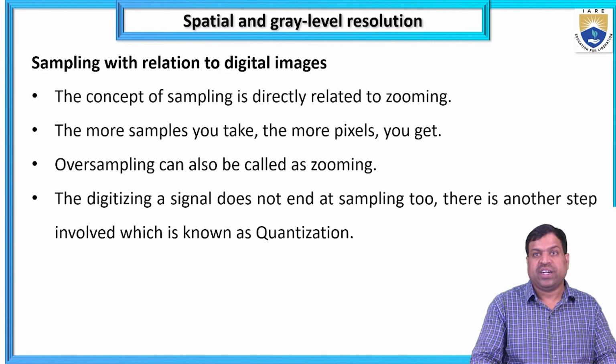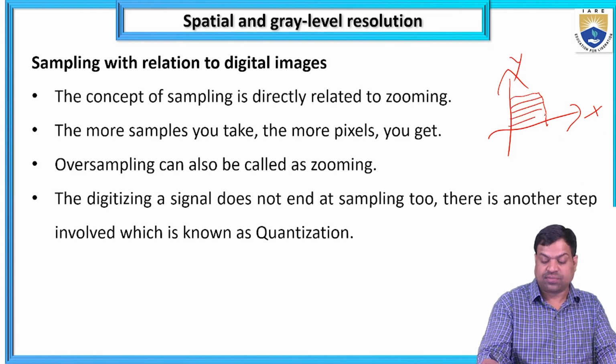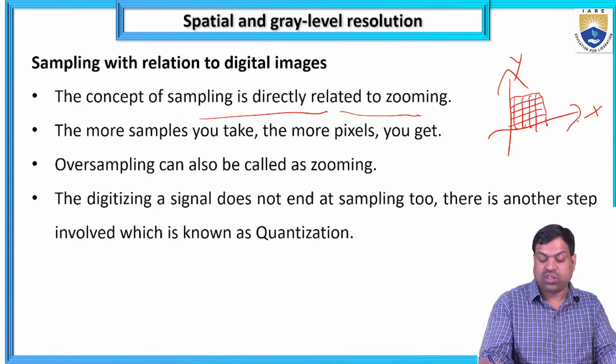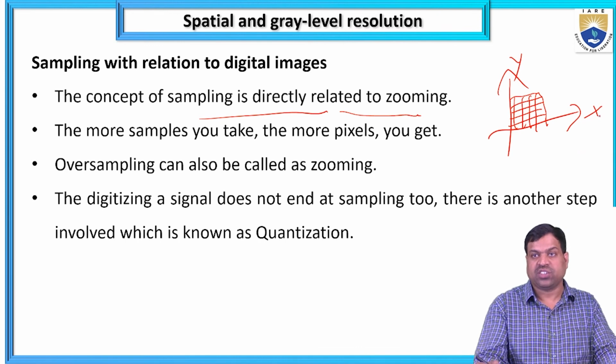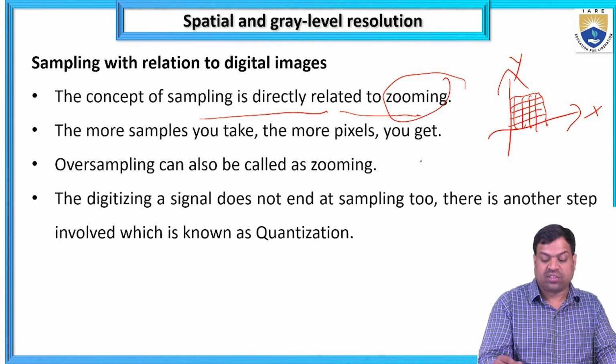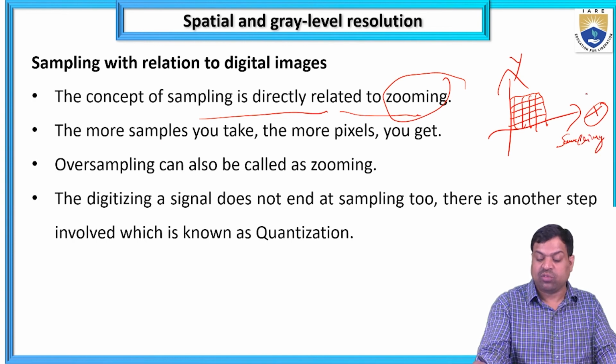Sampling, related to digital images: the concept of sampling is directly related to zooming. When I am taking the x and y axes of the image, the concept of sampling is directly related to the zooming process. Already we discussed that our topic is zooming and shrinking. So when I apply zooming, it is directly related to the sampling. But here I am taking sampling as the x-axis according to time.